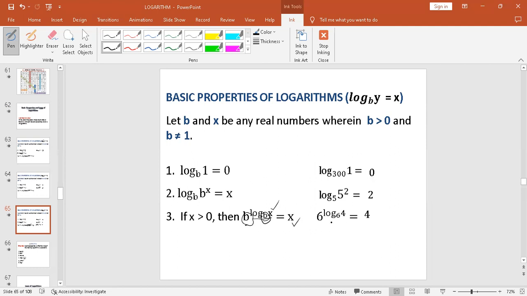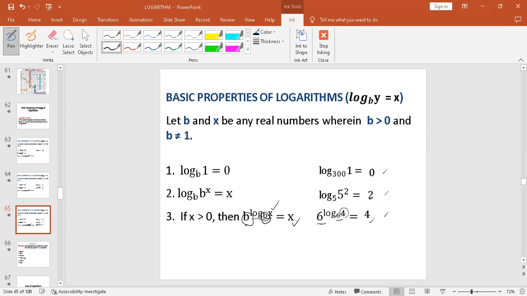Okay? So here's the example. 6 raised to log of 4 to the base 6. So since these are the same, and 4 yung nandito, then yung sagot niya ay 4. Okay? These are always true. Okay, these properties are always true. Dapat masatisfy niya itong mga conditions bago mo ma-apply itong mga sagot na nakuha natin. Okay?